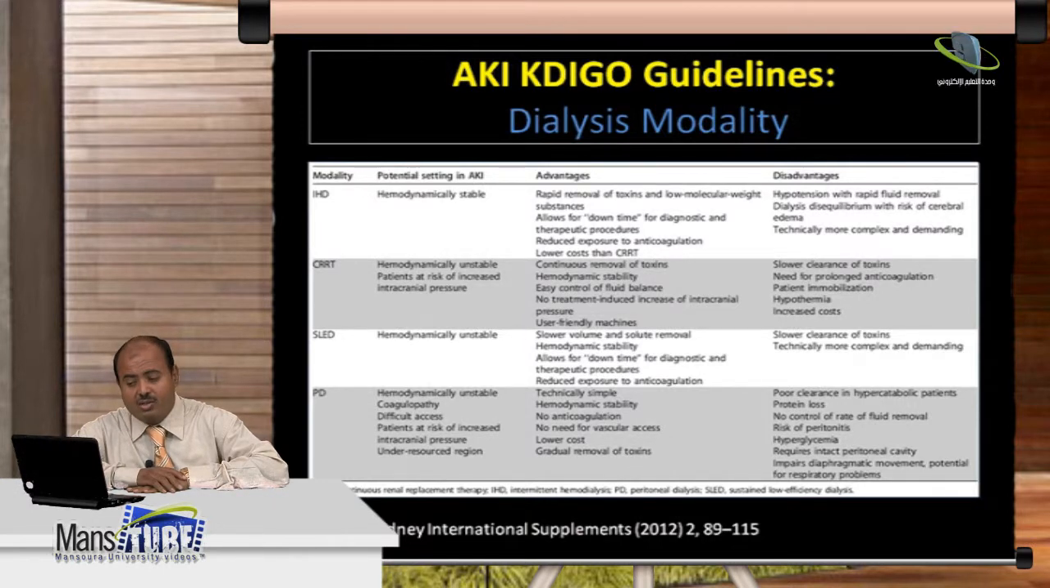Regarding peritoneal dialysis: poor clearance in hypercatabolic patients, protein loss, no control of the rate of fluid removal, risk of peritonitis, hyperglycemia, and it requires an intact peritoneal cavity; impaired diaphragmatic movement gives potential for respiratory problems. So these are the different modalities, their indications, and the advantages and disadvantages of each type.